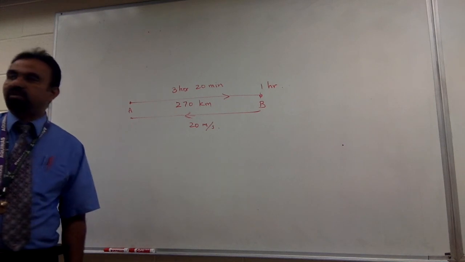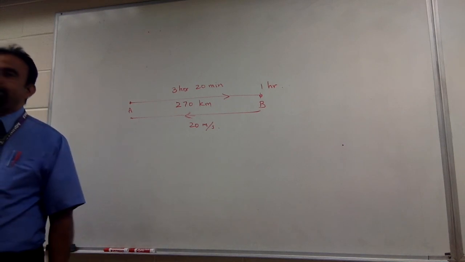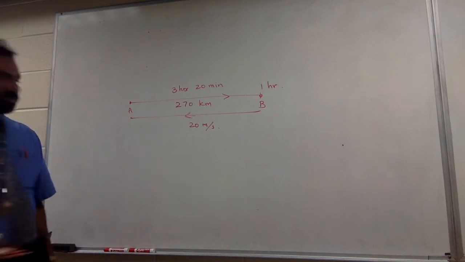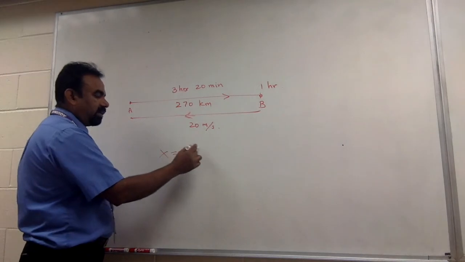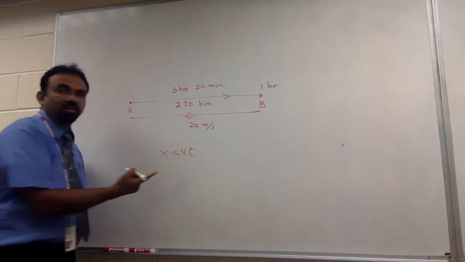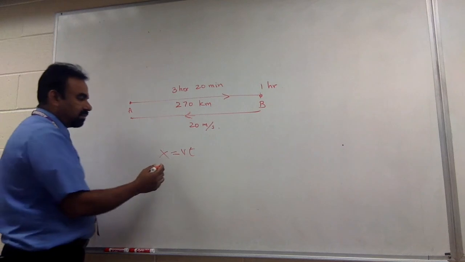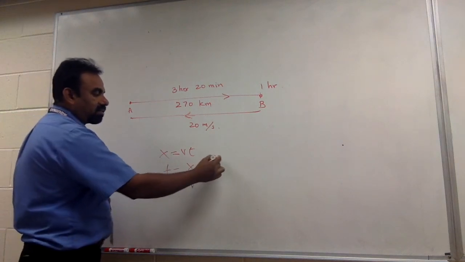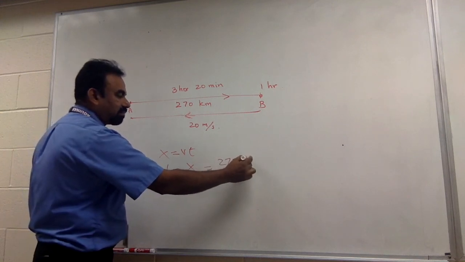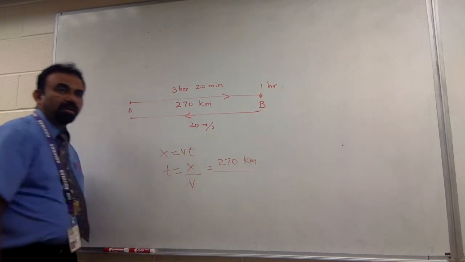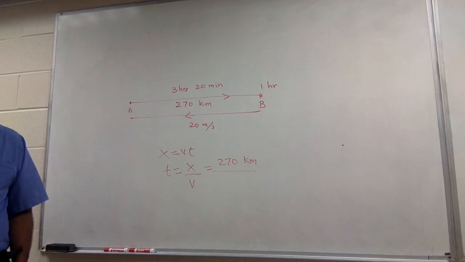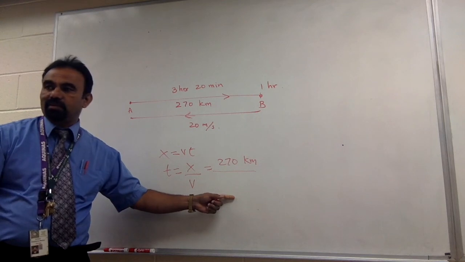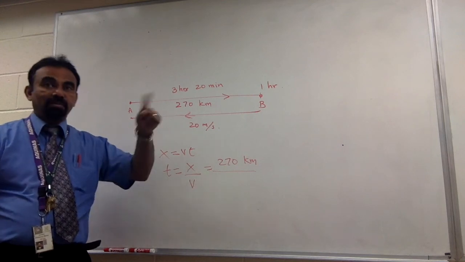What equation can you use here? The question is asking for time. What's the only equation for non-accelerated motion? x is equal to vt, right? So you know the x already. So t is x over v. x is 270 kilometers. Now what's the speed? Speed is 20 meters per second. Can I use that meters per second over here? No, I need to convert it to kilometers per hour.